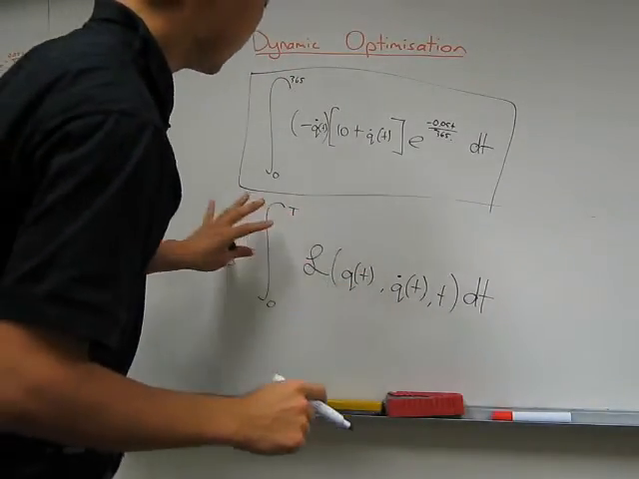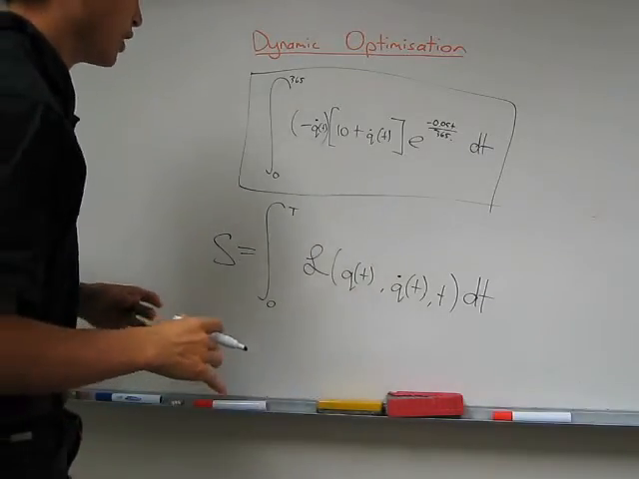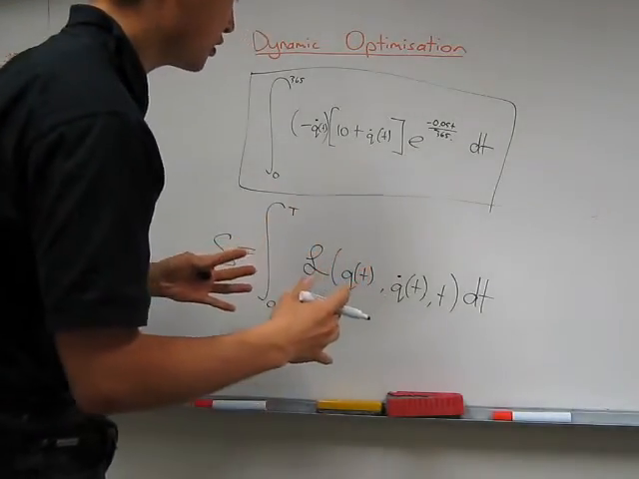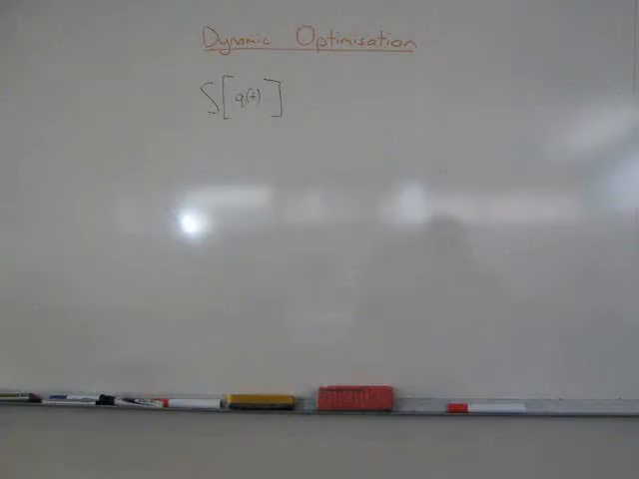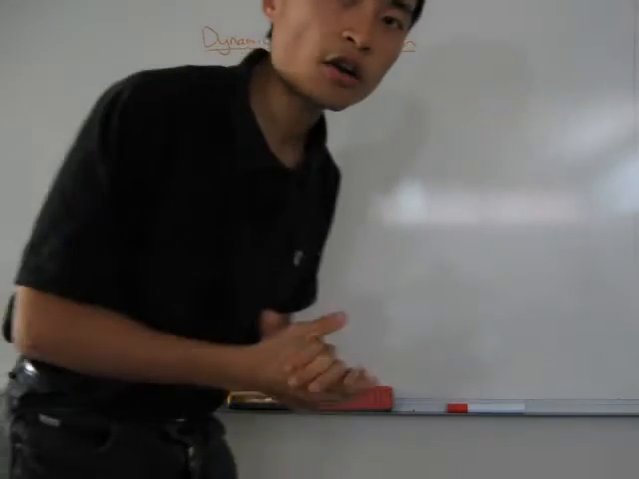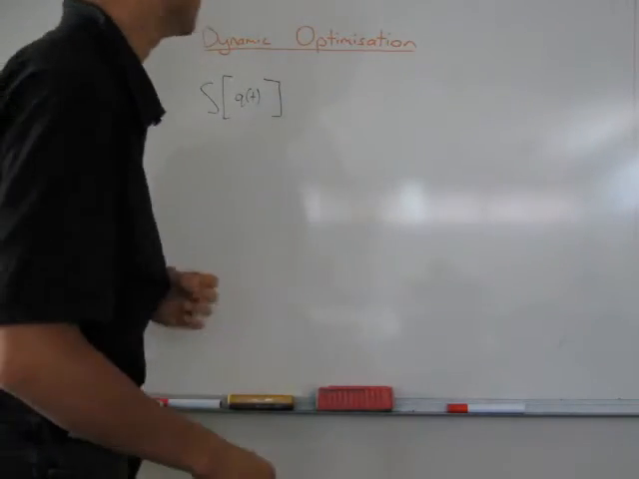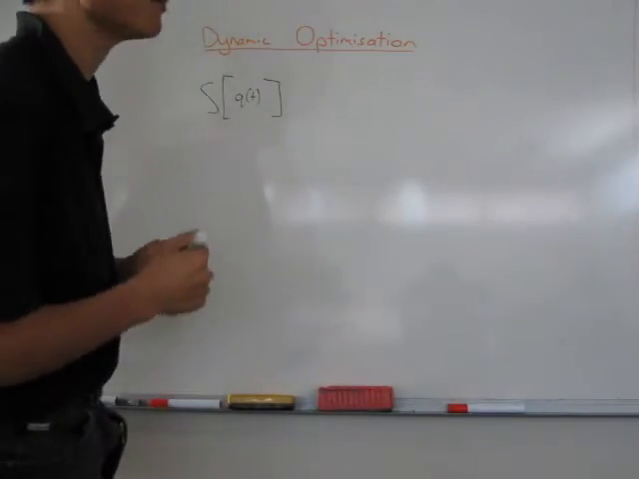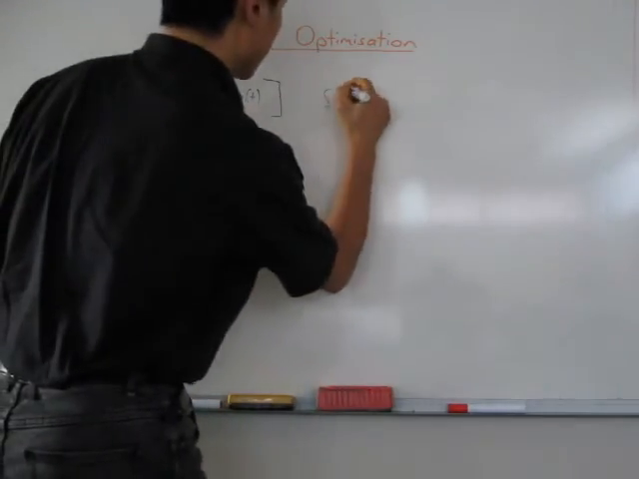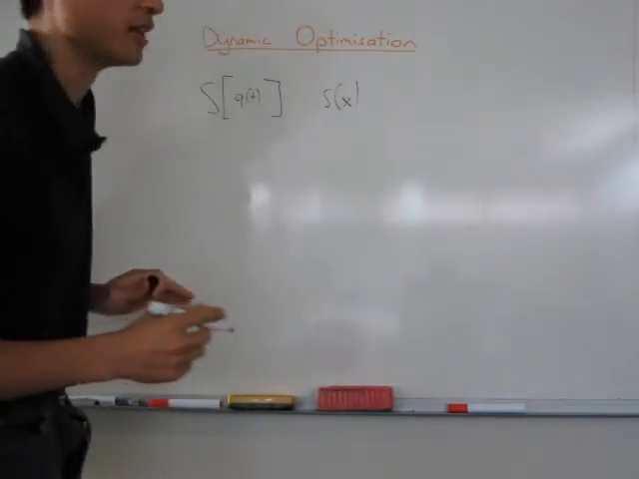This quantity, S, is called the action. So we either want to maximize the action, or in some types of problems we might want to minimize the action. Okay, so in some sense, S is a functional. A functional is a mathematical object that takes a function and it spits out a number, whereas a function is a mathematical object that takes a number and it spits out a number.